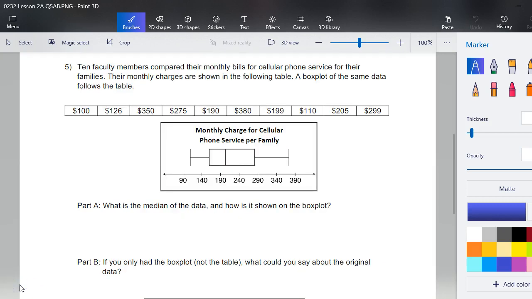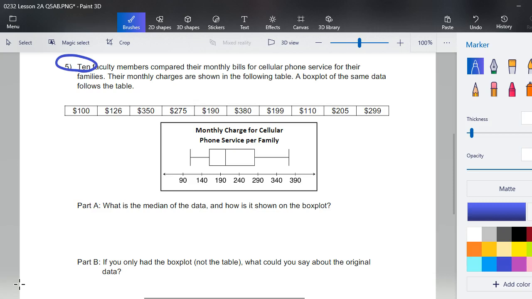We finish up our lesson talking on question 5 about a box plot or box and whiskers plot graph. It says 10 faculty members. So I am hoping that you're learning lots of skills to underline, highlight, think through, use the data that's given, use the data that you've seen before, and let's solve this problem.